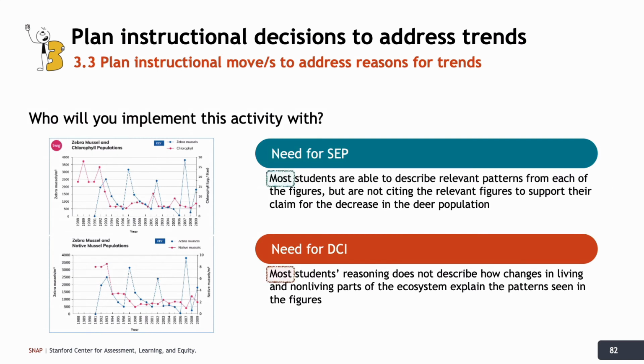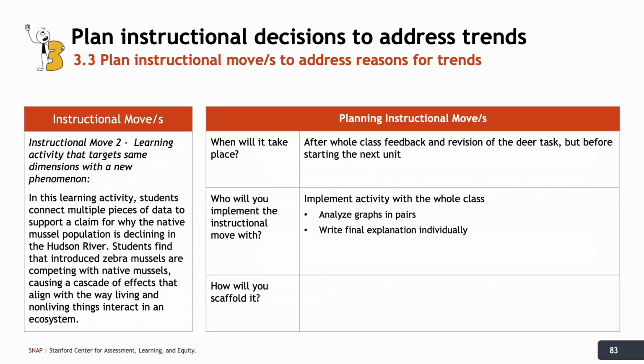Because a large percentage of our students showed these trends, we'd implement this learning activity with the whole class. But it's worth considering different pairing options throughout the activity. For example, you might have students analyze the graphs in pairs, then write their final explanations individually. You might even use your analysis of student work at the dimension level to help you pair students strategically, so that will further support their learning.